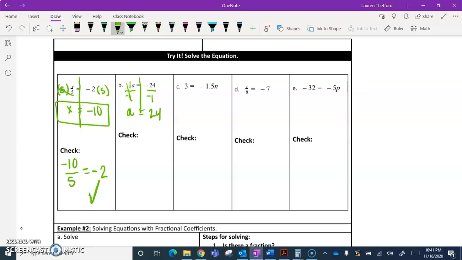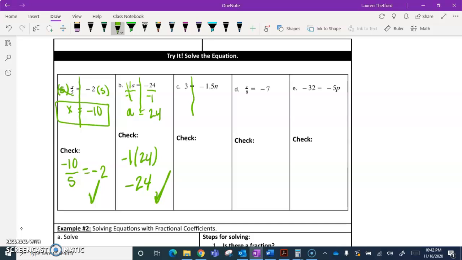Let's double check. Negative 1 times 24, if we got it right, should give me negative 24. Negative times a positive is a negative, and 1 times 24 is 24. So we got that one correct.